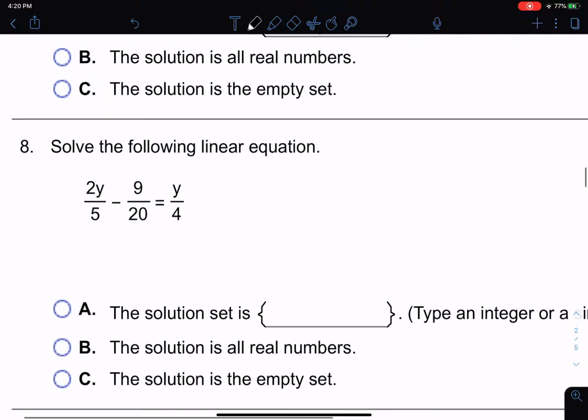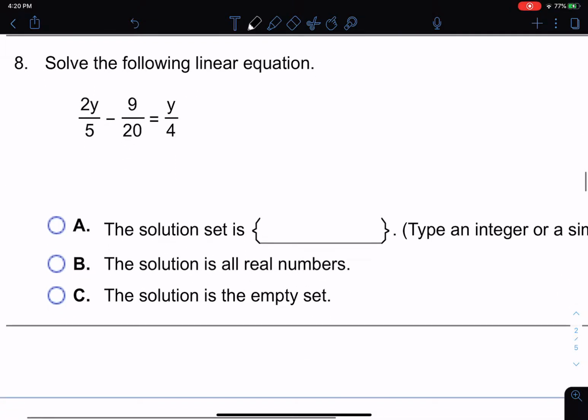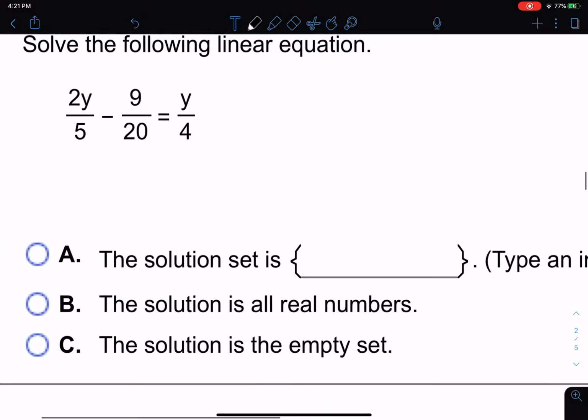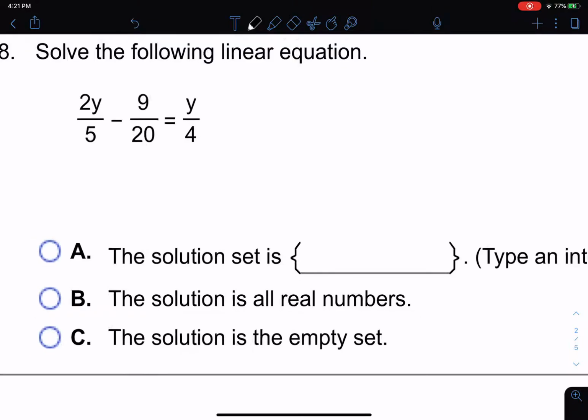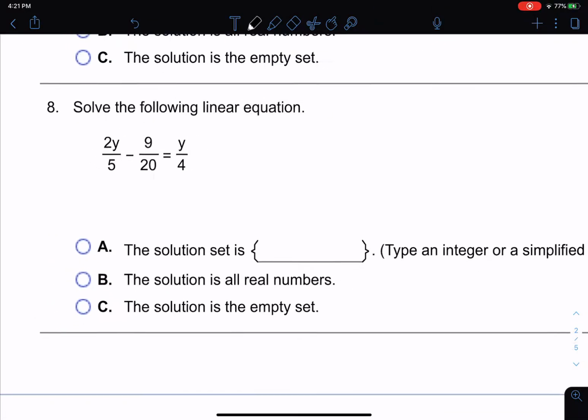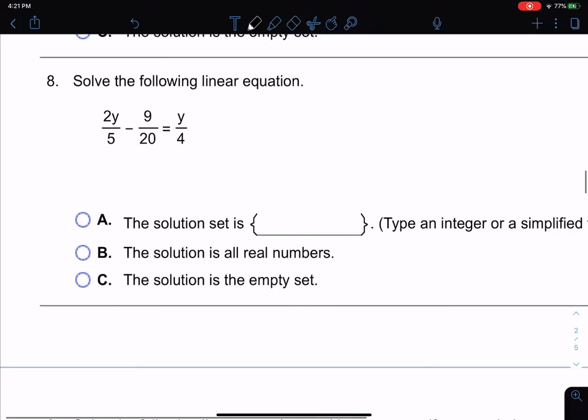Let's take a look at the next one. Fractions. This gets people a little bit nervous. Now here's the thing about fractions. You can clear fractions with equations. Don't try it with expressions, but with equations you can, because you can do the same thing to both sides. So let me take a little note here.